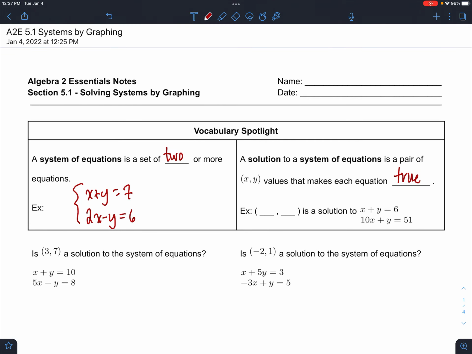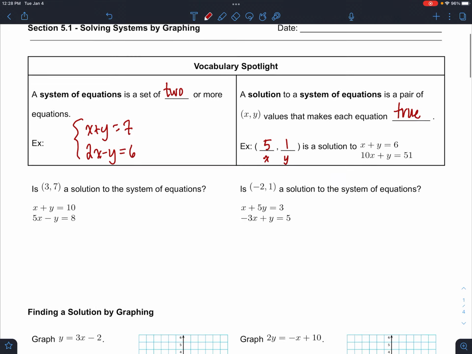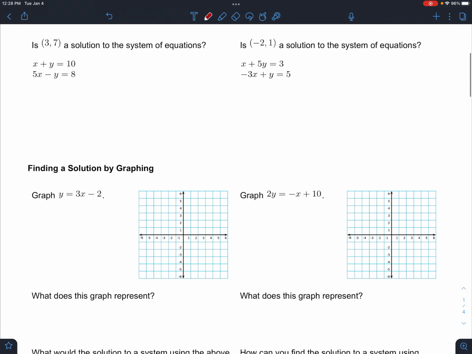For example here, if we pick 5 for x and 1 for y, we satisfy both equations with that point, right? Because the top one would be 5 plus 1, and the bottom one would be 50 plus 1. So that is the solution to that system of equations. If it asks you to check if a solution is truly a solution, all you need to do is plug in what x is and what y is to each of the equations.